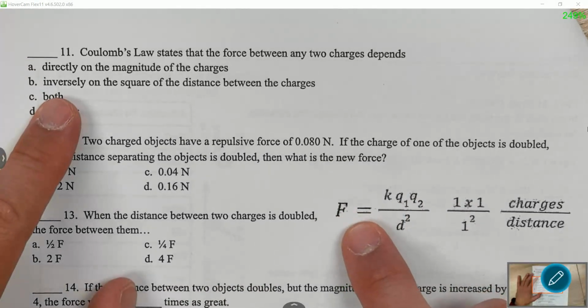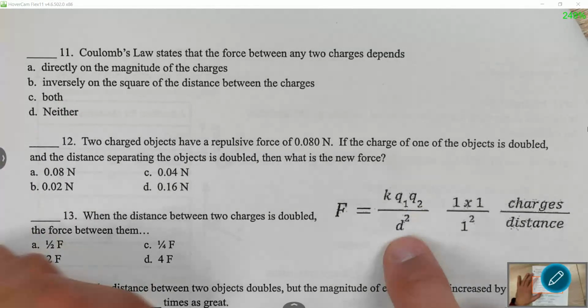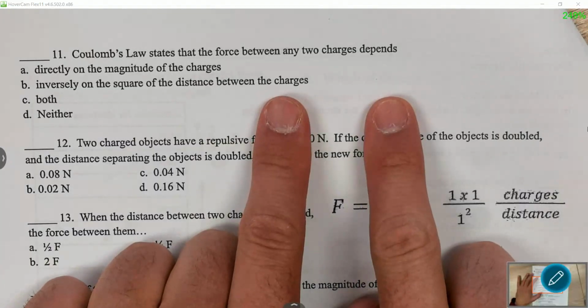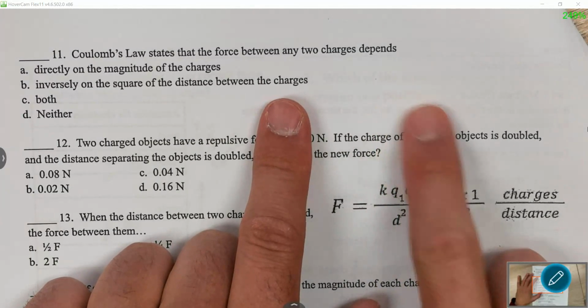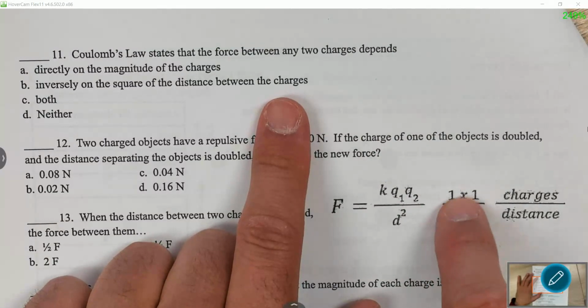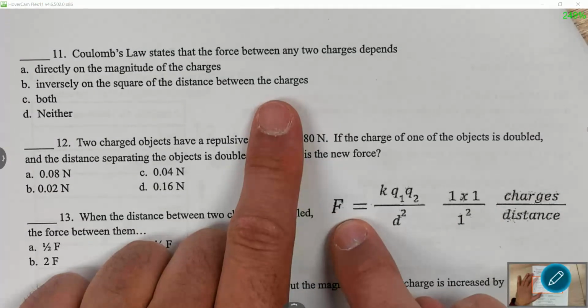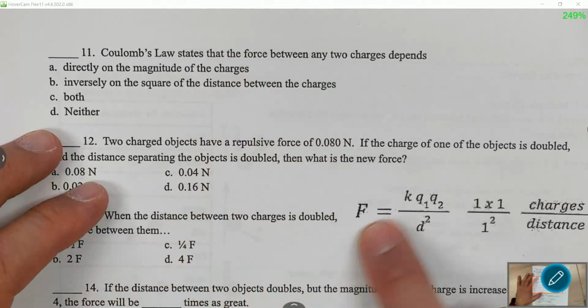All right. Inversely on the square, well, is it being divided by the distance squared? Yeah. So if we increase the distance of separation, you're not just doubling the distance between them, you're doubling it squared. So it's 4 times as weak. You're dividing it by a larger number. When you divide something by a large number, the result is going to be weaker. So it's A and B, which would be both.